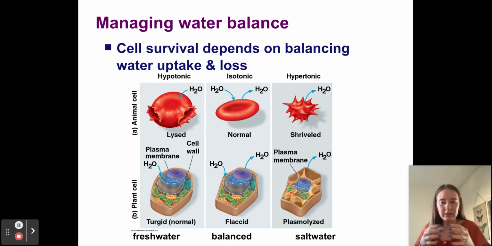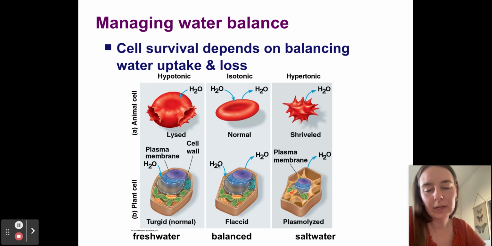So the central vacuole will push against the cell walls really tightly. Because the central vacuole is so big, it will keep the cell wall expanded out as far as it can.